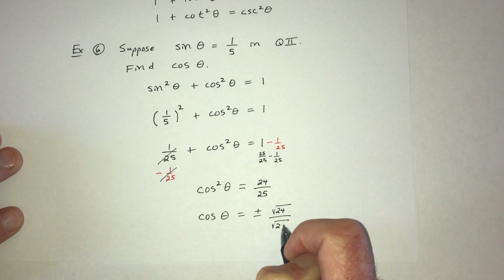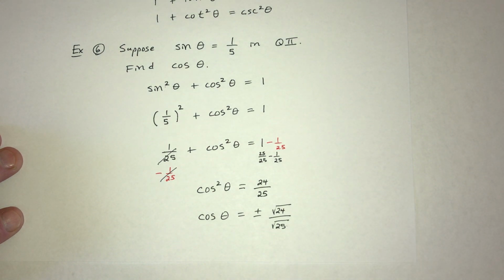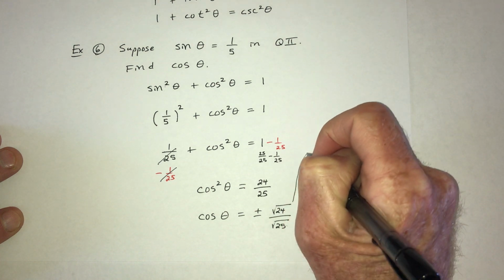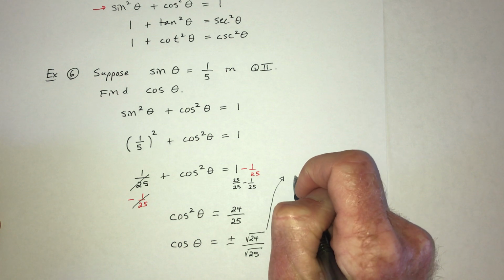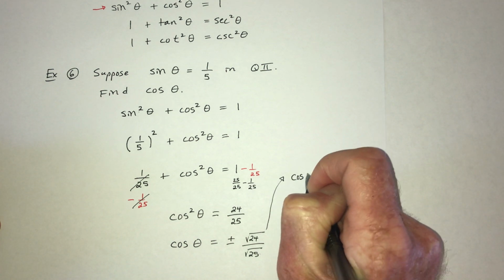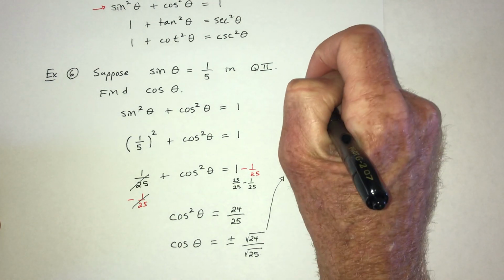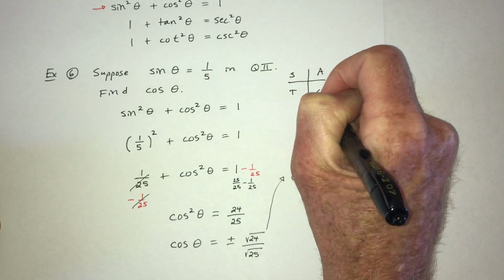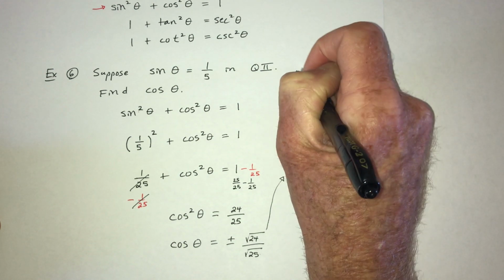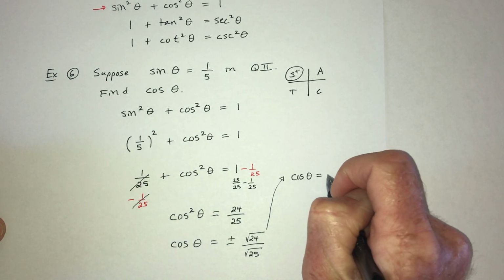And when you take the square root of the fraction, you could just take the square root of each one individually. And I'm going to need to finish it right here. So cosine of theta equals, now I need to decide, is it supposed to be positive or negative? A smart trig class says that in quadrant 2, sine is supposed to be positive, cosine is supposed to be negative.